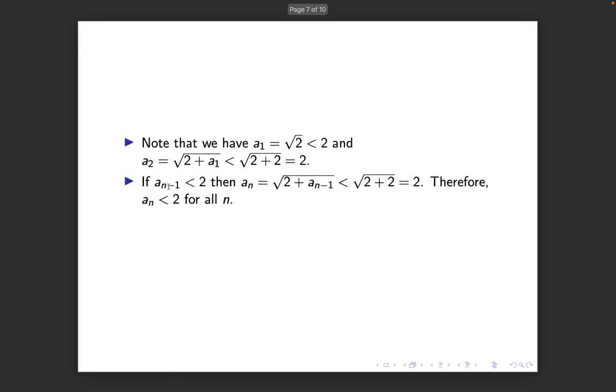And in the general case, if the previous term, a_(n-1), is less than 2, then the next term, a_n, which is the square root of 2 plus a_(n-1), will be less than the square root of 2 plus 2, again under the square root. The reason is because of this hypothesis, a_(n-1) is less than 2. So that's again the square root of 4, which is equal to 2. Alright, so each term being less than 2 implies that the next term is less than 2. Since a_1 is less than 2, and a_2 is less than 2, all the next terms will be less than 2, so therefore a_n will be less than 2 for all n.